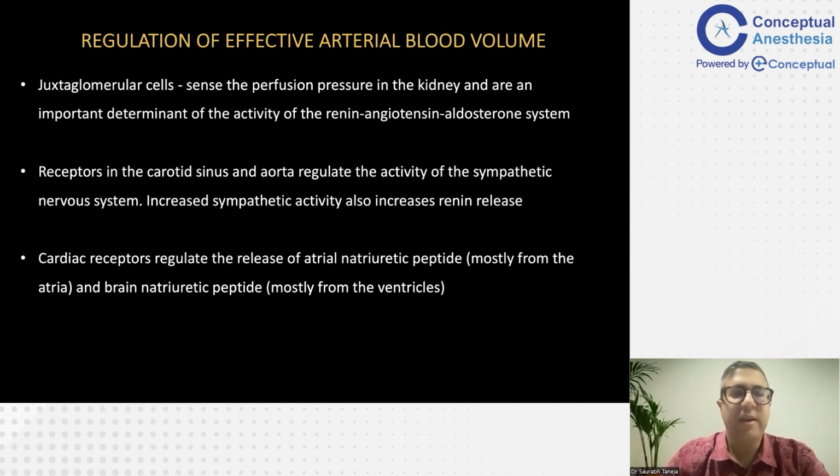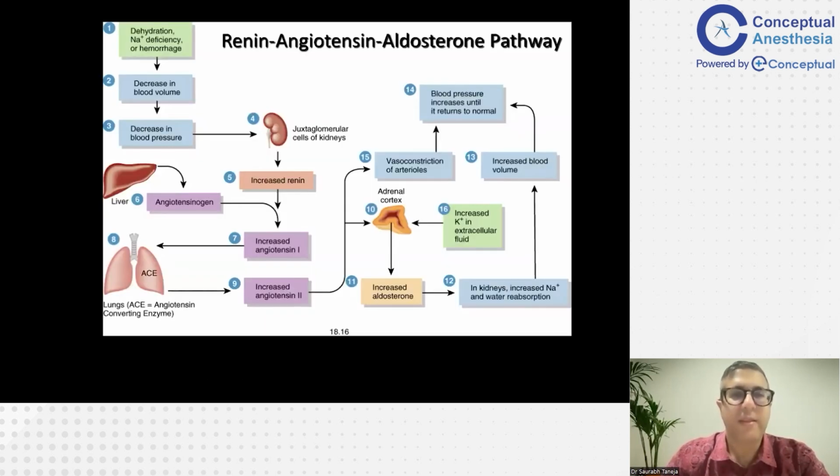Then the third is the cardiac receptors, which regulate the release of atrial natriuretic peptide, that is from the atria, and brain natriuretic peptide, which is mostly from the ventricles. So these are how you regulate the effective arterial blood volume. These are the systems that act in conjunction with each other. This is the renin angiotensin aldosterone pathway in a bit of detail.